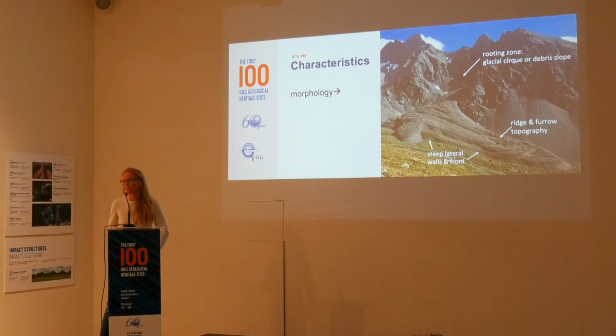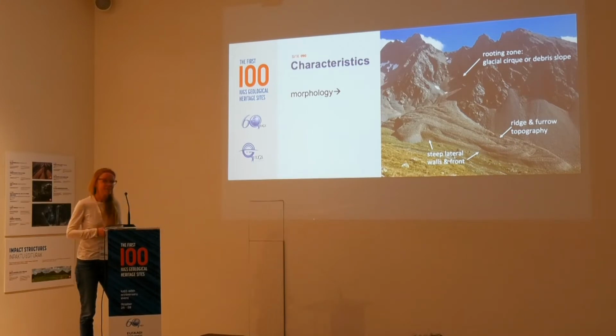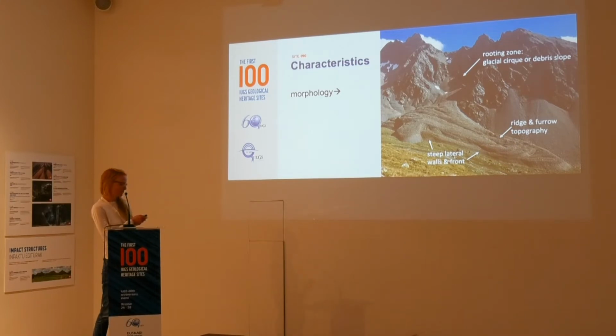So the characteristic morphology is given by these steep lateral walls and the front, and also this peculiar ridge and furrow topography, which is an indicator for the movement of these features. Very often they start in glacial cirques or also in debris slopes.